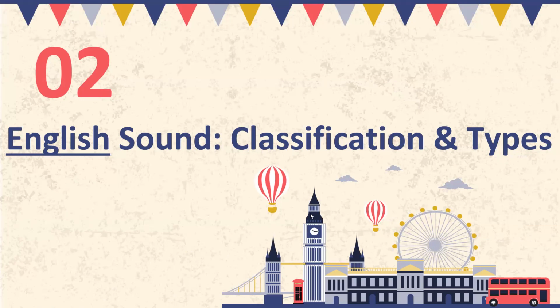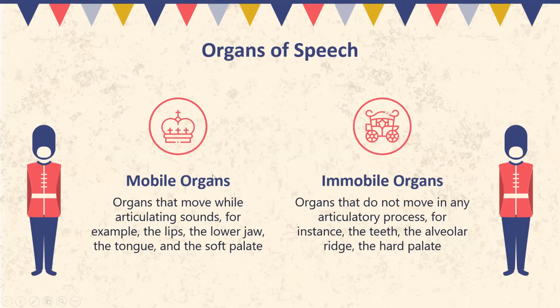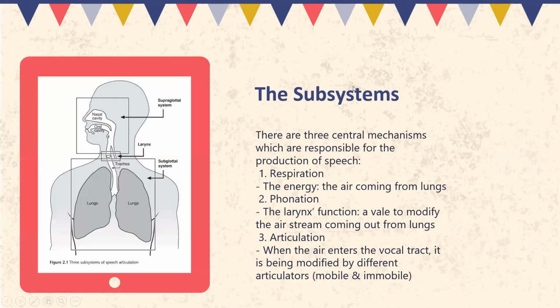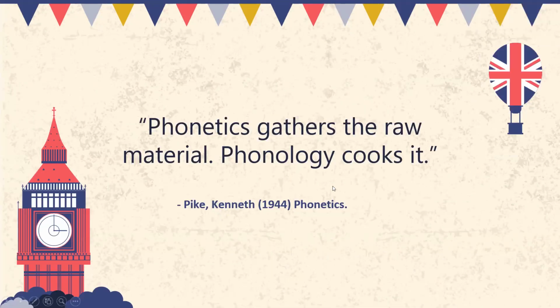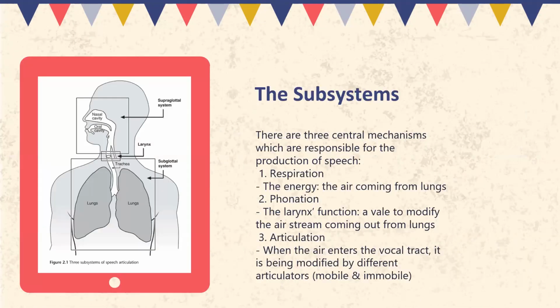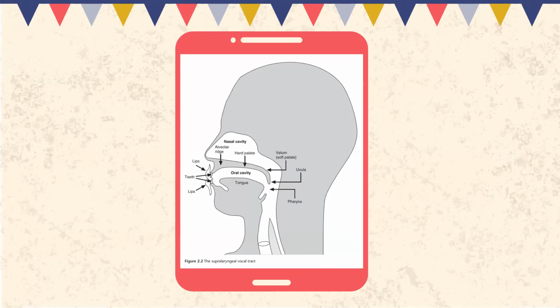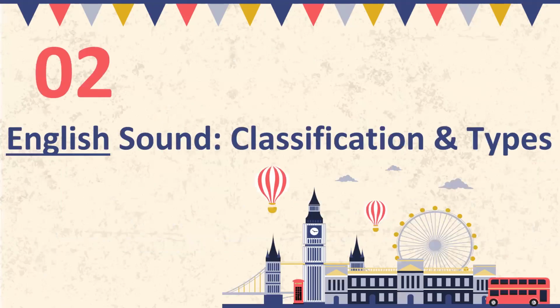I remember last time we discussed sounds in general, right? And we talked about the organs of speech. We discussed them, you know. And I told you that you need to not memorize, just to know where each organ is located. Because today we are going to study the classifications and types of these sounds.